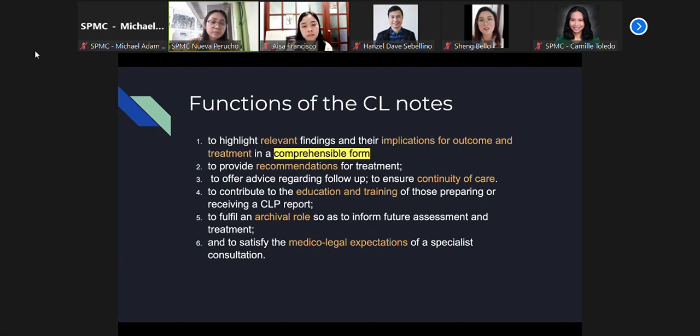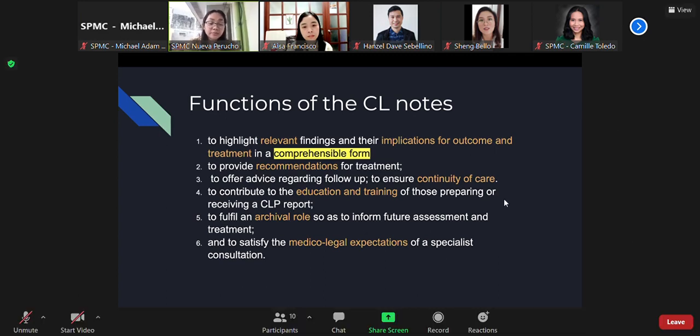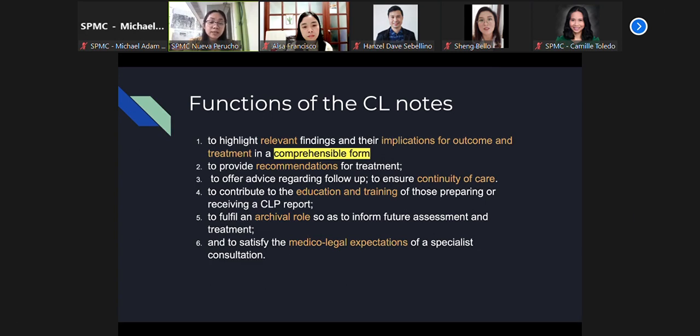care. It also has the function to contribute to the education and training for those preparing or receiving the CL psychiatry report, and to fulfill an archival role so as to inform future assessment and treatment. Also, if there's a medical legal issue, it is also to satisfy the medical legal expectations of a specialist consultation.